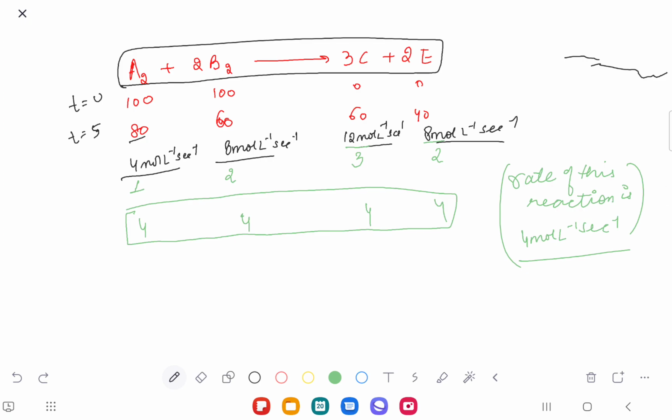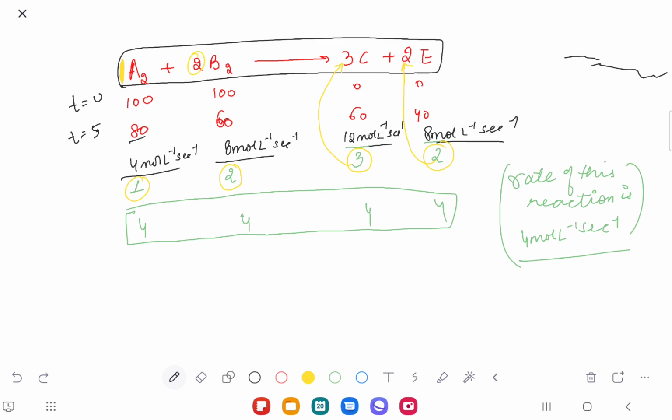So that means what, Shruti? What do you think it is here? Just see, what is 1? 1 is the stoichiometric coefficient of A2. What is 2, that I'm dividing 8 with? It is the stoichiometric coefficient of B2. What is 3? It is the stoichiometric coefficient of C in the balanced chemical equation. And what is 2 here again? It is again the coefficient of E in the balanced chemical equation. Are you understanding my point?